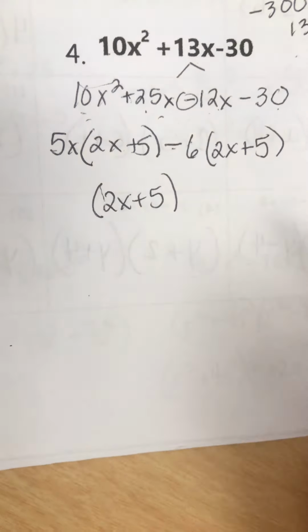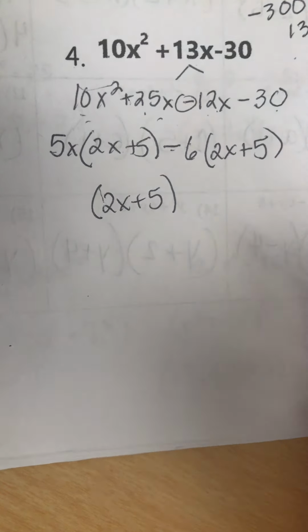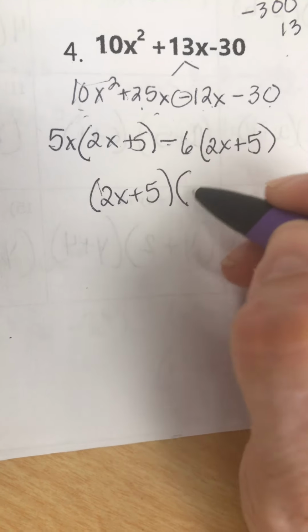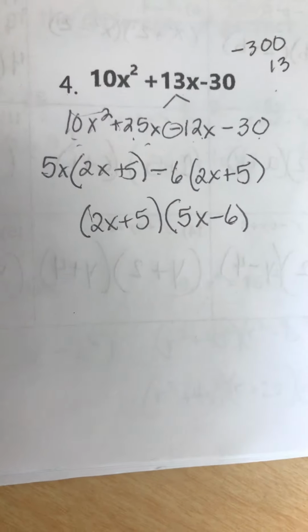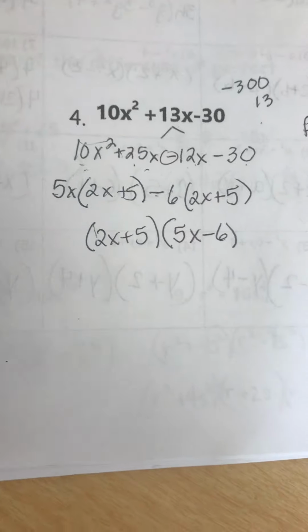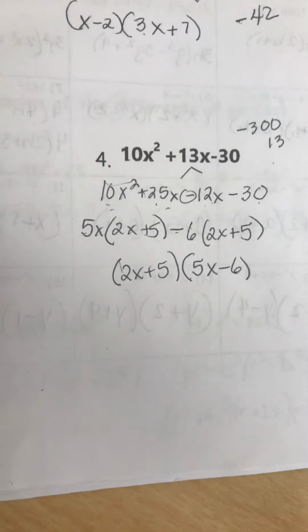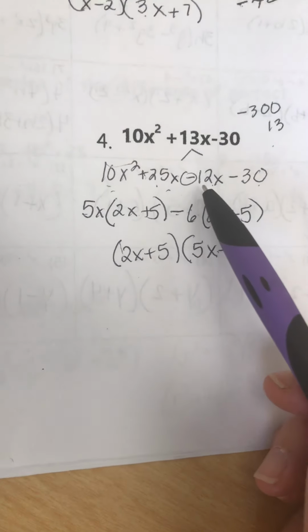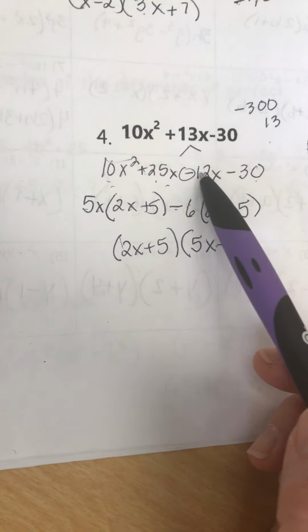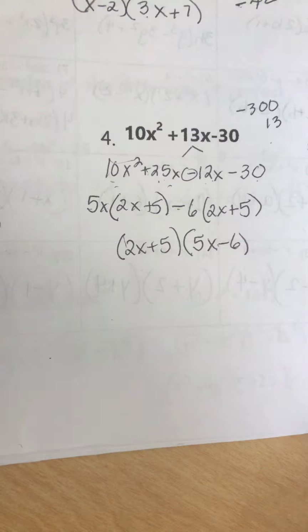So the common factor is 2x plus 5, and if I take that away, I am left with the second common factor, which is 5x plus 6. Okay, again, it doesn't matter the order. This could have been first in your work, and this could have been second in your work. If you turn these around, because this order doesn't matter, that's what would happen.